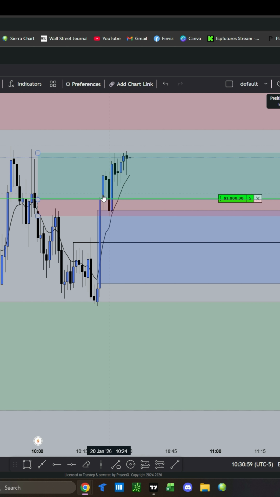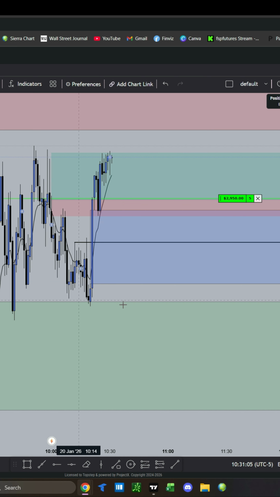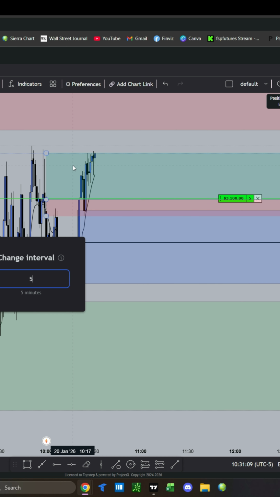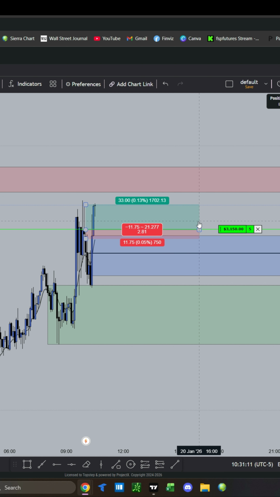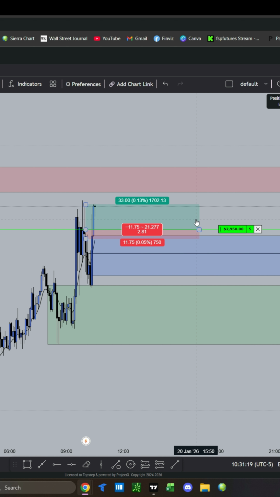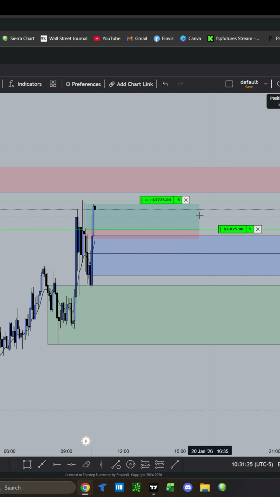So right now this looks like a... if I can pull it up here. Yeah, right now we're at like a 1 to 3 R&R on this, so I could definitely just take this as a scalp. I don't have to hold this the whole day and just take profits up here since it's already at a 1 to 3 R&R.